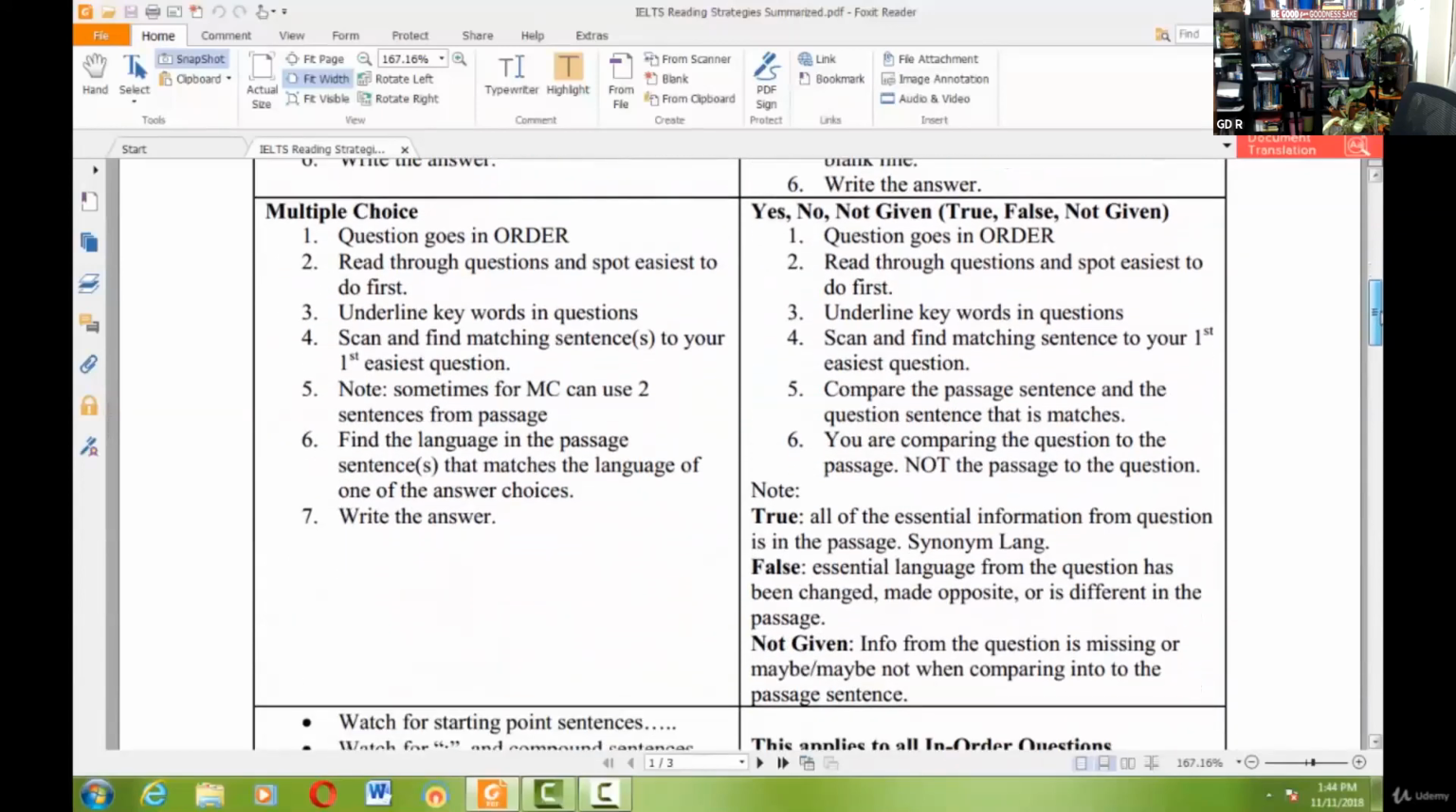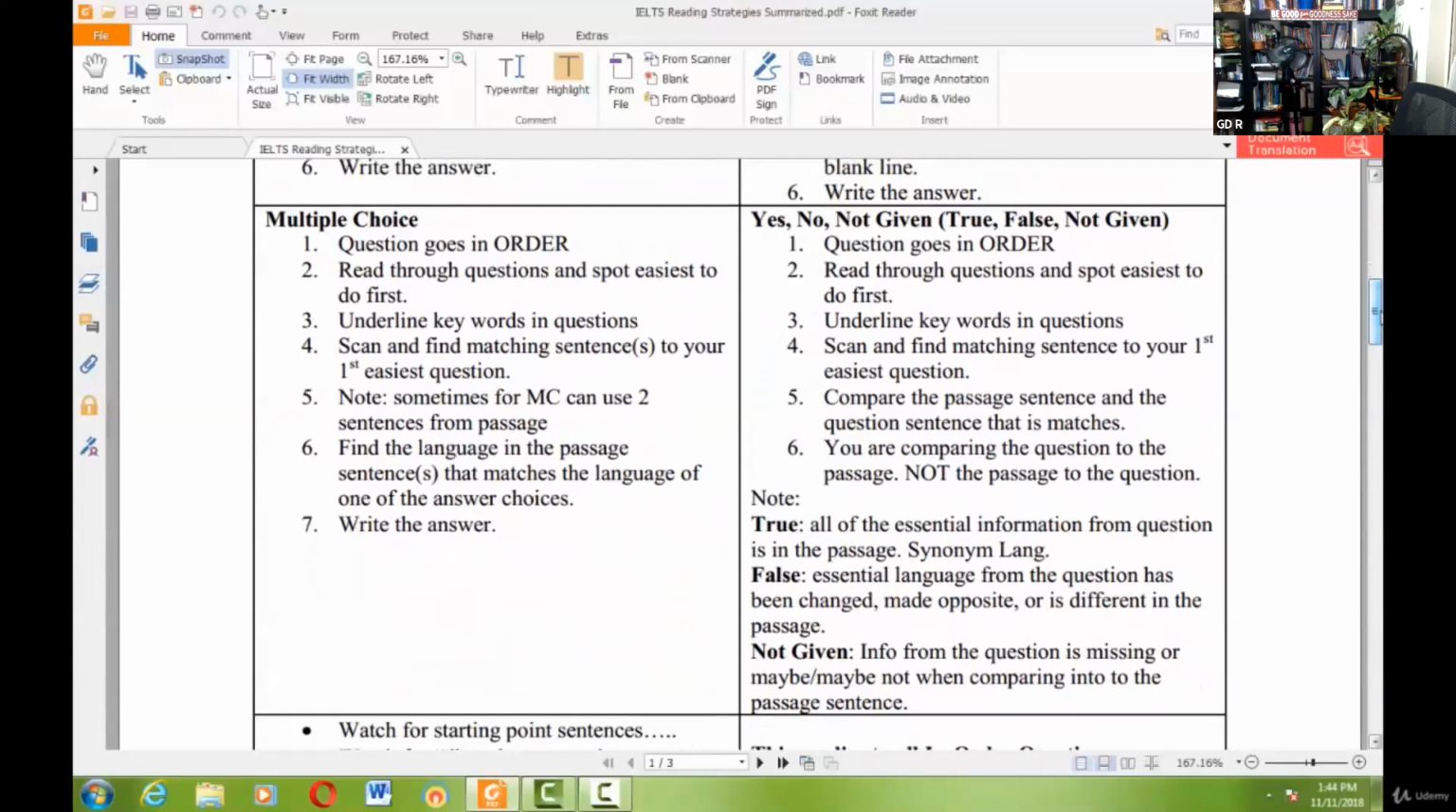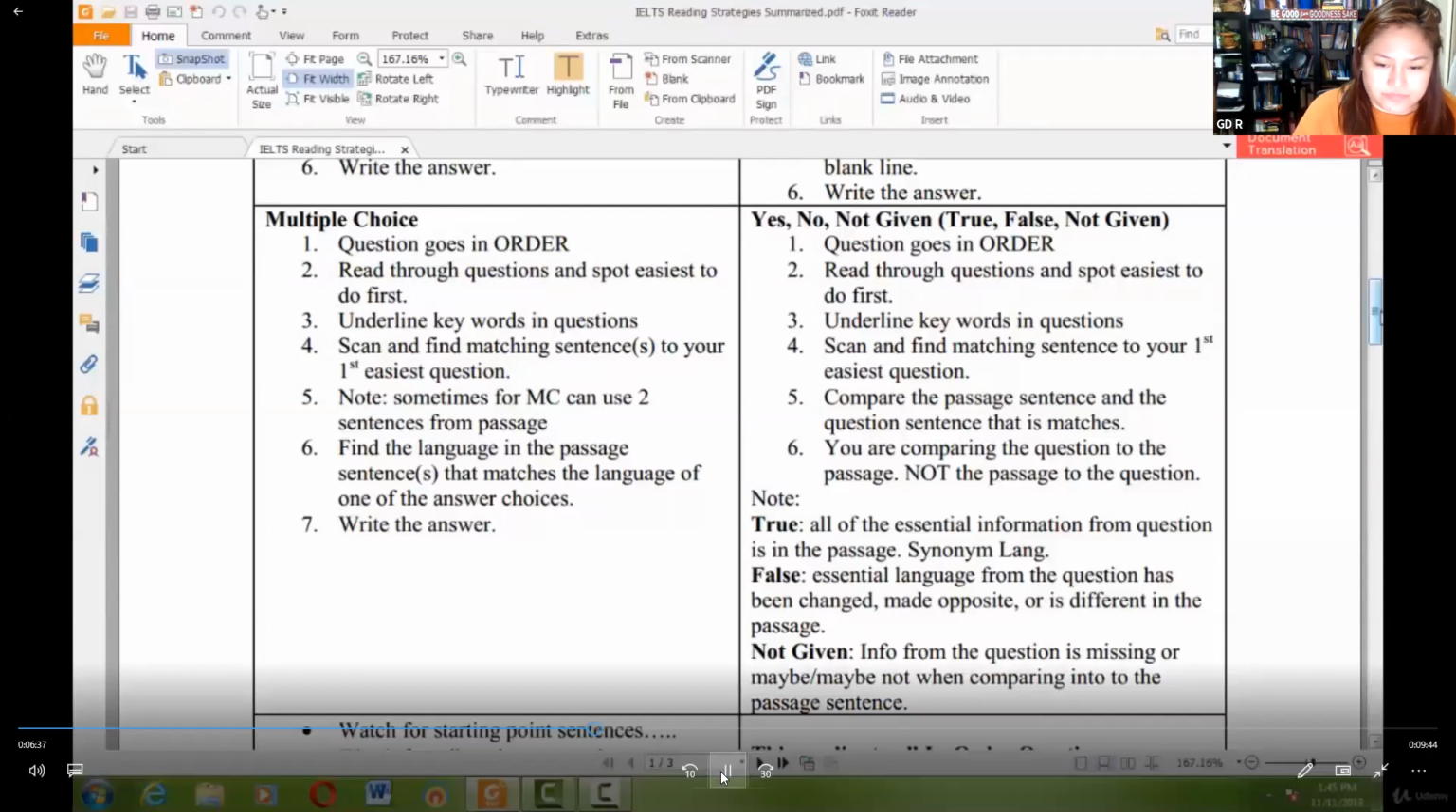And then finally, you have your multiple choice questions, which go in order. You want to note with the multiple choice questions that sometimes the questions, and also sometimes the answers, can come from a combination of 2 sentences. So you just want to be aware of that. And then you have, for some students, the dreaded yes, no, not given question, or true, false, not given question. For me personally, it's not that much of a complex.